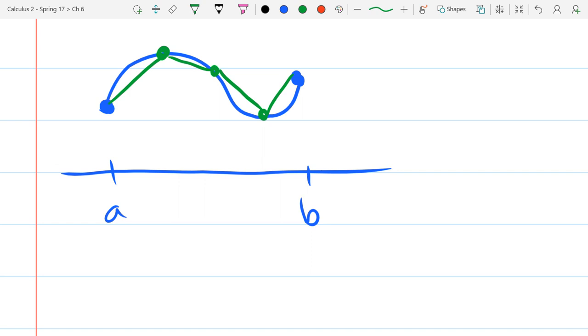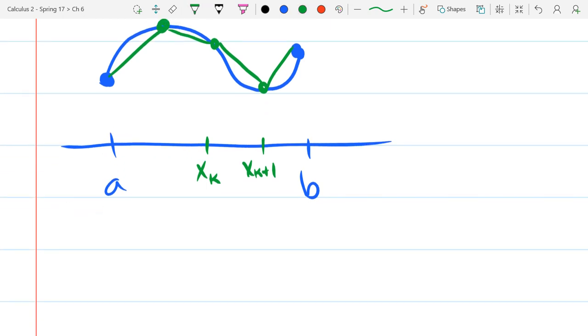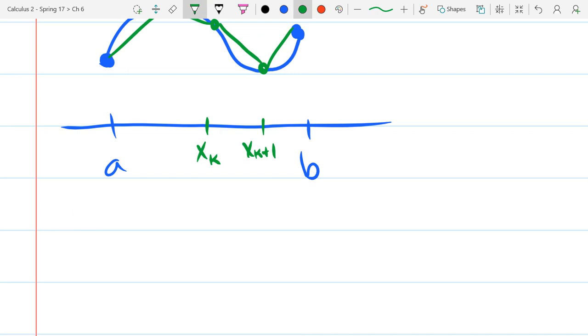So all we need to do now is figure out what's the length of one of these line segments. So we'll call this xk, xk plus 1. I only broke it into four pieces. That's not a very good estimate. But if you break it into n pieces, I'm just taking two adjacent x values right here. So how in the world do we get the length of this? So let's just draw the segment right here. I'll redraw this segment.